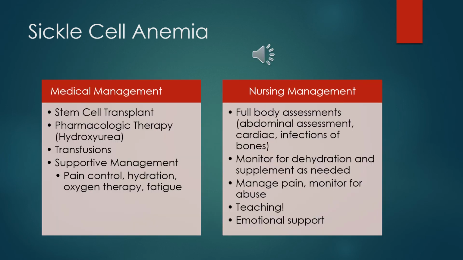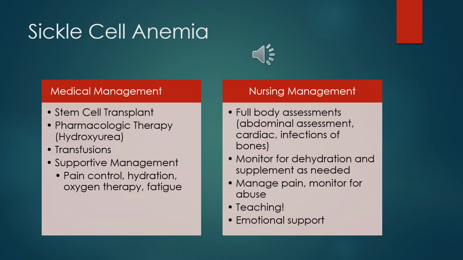When looking at the management of sickle cell anemia, if a client was to undergo a stem cell transplant, this would be considered a cure for their disease. However, issues may arise when trying to find a compatible donor, or a client may be ineligible for a transplant due to severe organ damage that may have already occurred.